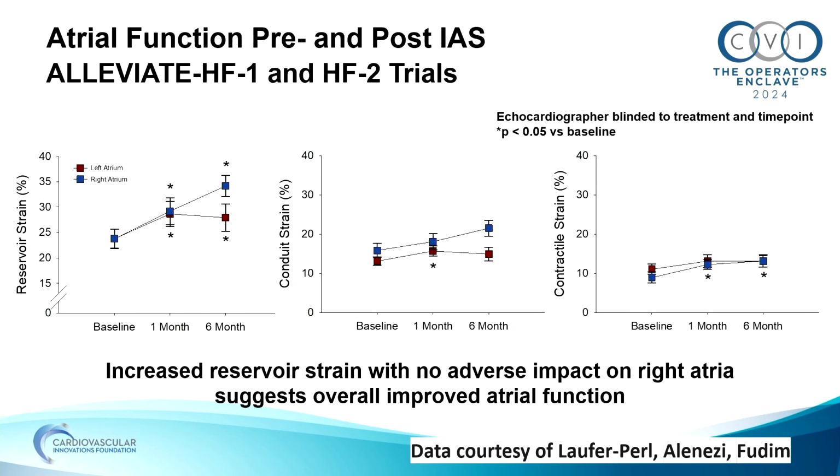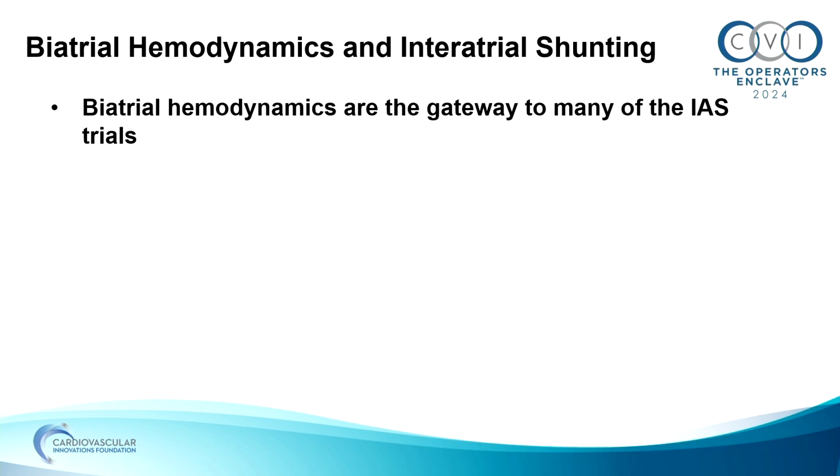And here are some early data on strain of the left atrium and the right atrium, showing, I won't go through the details, but improvement in atrial function about a month after, 1 and 6 months after these shunts. So the increased reservoir strain on the bottom, and data not shown, no adverse impact on the right atria, suggest improved overall atrial function. How does this play out in terms of reduction in heart failure symptoms, KCCQ, heart failure hospitalizations? We will see over time.